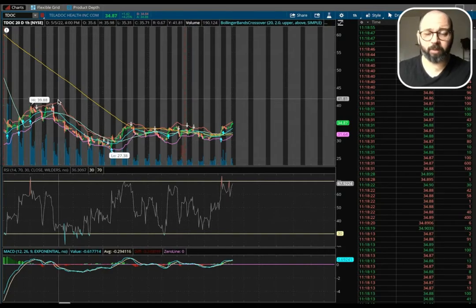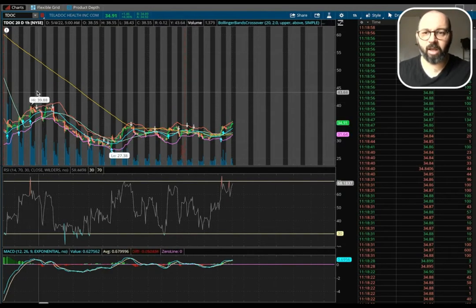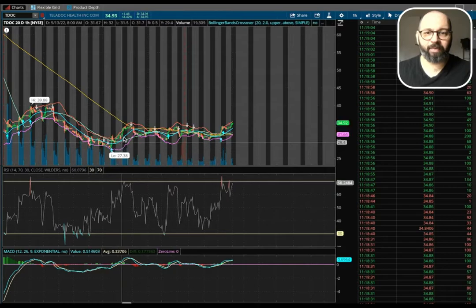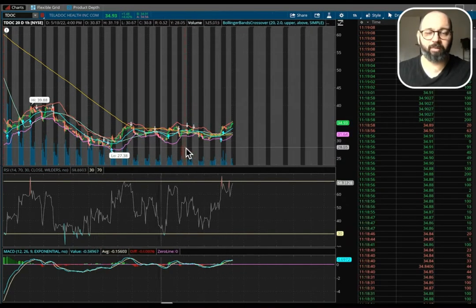So first thing we have is a most recent high. This is a 20-day chart, and you can see that Teladoc has hit a most recent high of 39.88 before dropping all the way down to 27.38. And then what I notice is that it starts to form this kind of trading range right around here.